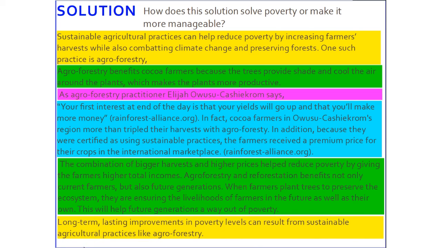Long-term lasting improvements in poverty levels can result from sustainable agricultural practices like agroforestry. So this whole paragraph, right, is coming back to that idea constantly of how we can solve poverty in Ghana by using the solution and how we can make it more manageable.